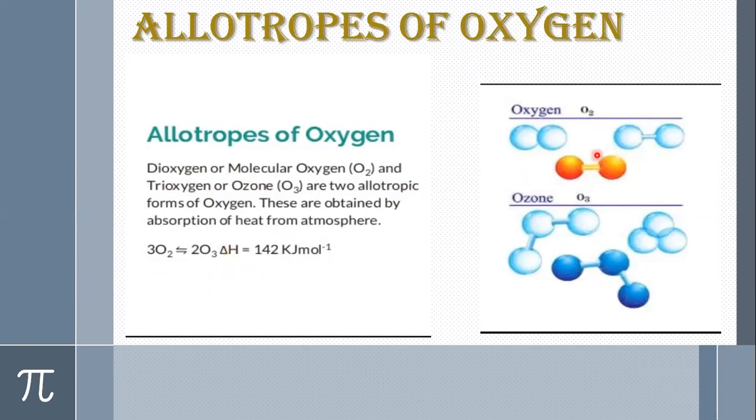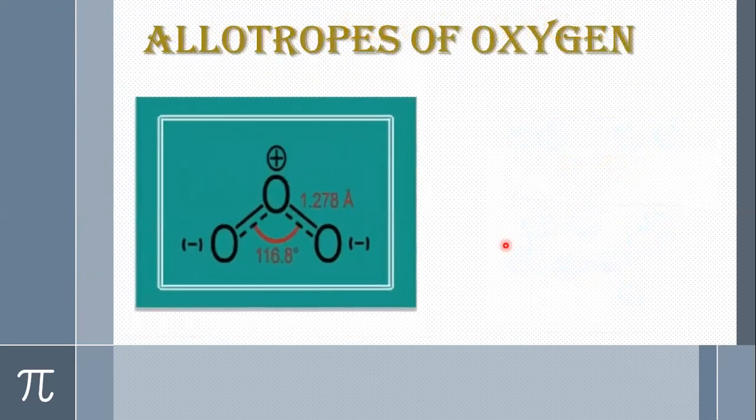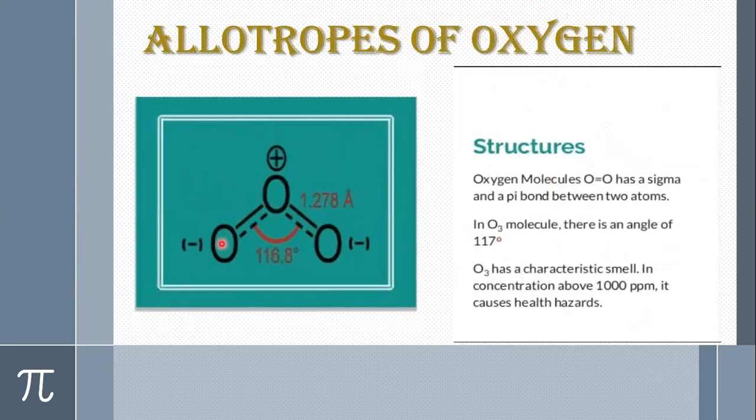This is the diagram for the oxygen molecule that shows two atoms combined to form an oxygen molecule. Here is the ozone molecule in which three oxygen atoms are combined to give an ozone molecule. This is the structure of the ozone molecule in which three oxygen atoms are bonded together. The distance between two oxygen atoms is 1.278 angstrom and the bond angle is 116.8. Oxygen molecule has one sigma and one pi bond. In the ozone molecule, the bond angle is 116.8 degrees. Ozone has a characteristic smell and its concentration above 1000 ppm is very dangerous and causes severe health hazards.